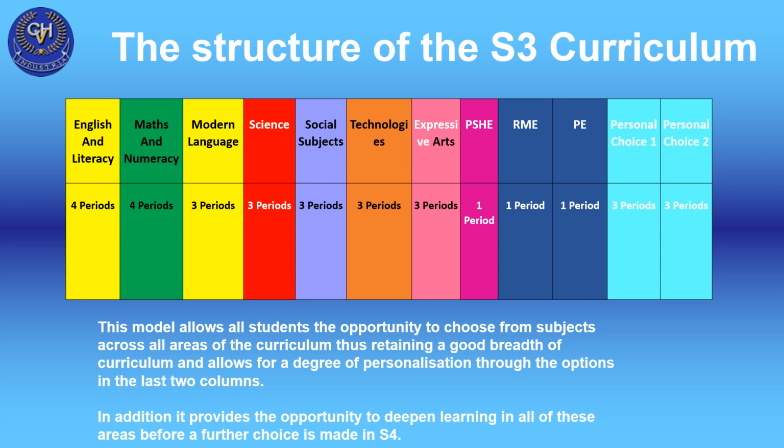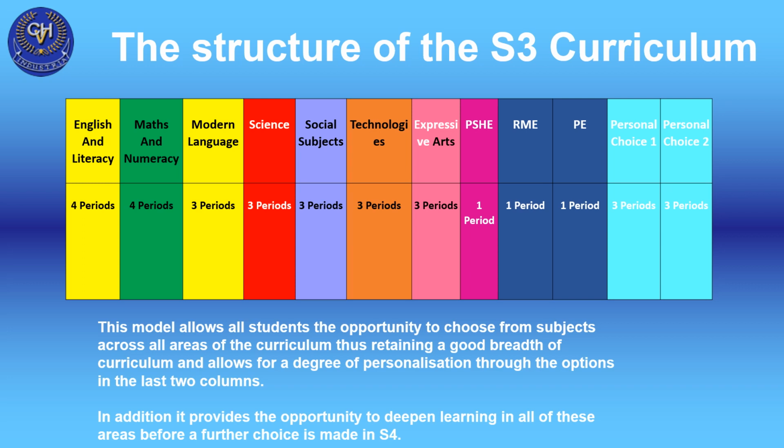So here we have a slide with the structure of our S3 curriculum. As mentioned already, we have English and Maths and the 4 periods attached to those, as well as RME and PE and PSHE, the health and wellbeing areas, which all account for 1 period per week. If we look beyond that though, we will see that they have 3 periods of the key curricular areas, 1 from science, social subjects, the technologies, and the expressive arts.